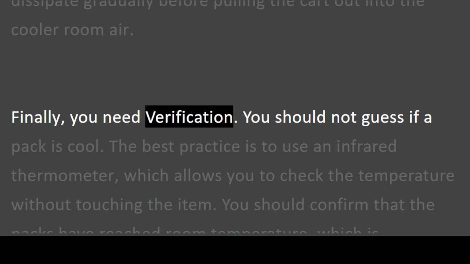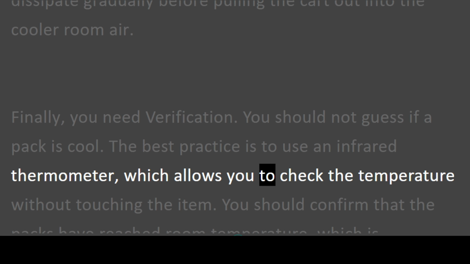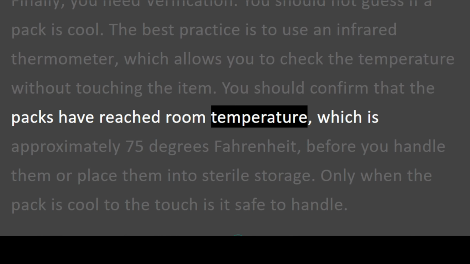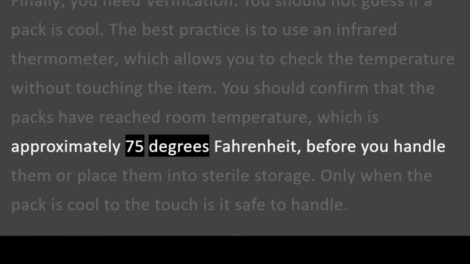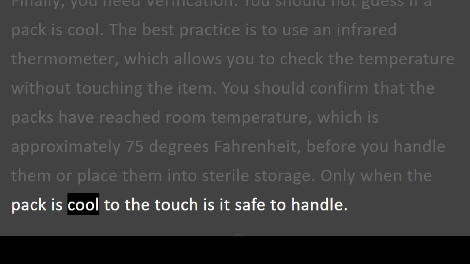Finally, you need verification. You should not guess if a pack is cool. The best practice is to use an infrared thermometer, which allows you to check the temperature without touching the item. You should confirm that the packs have reached room temperature, which is approximately 75 degrees Fahrenheit, before you handle them or place them into sterile storage. Only when the pack is cool to the touch is it safe to handle.